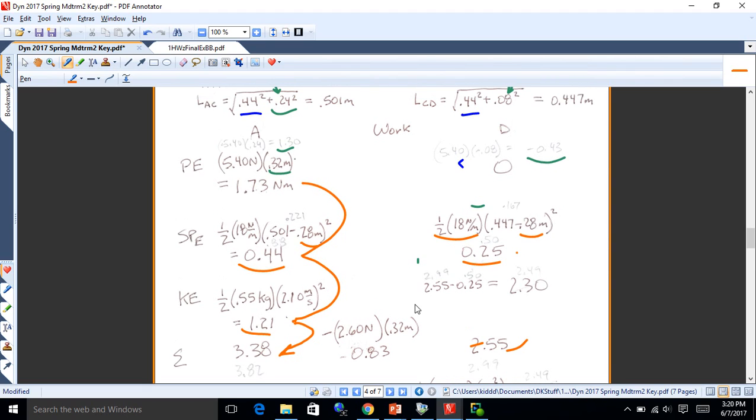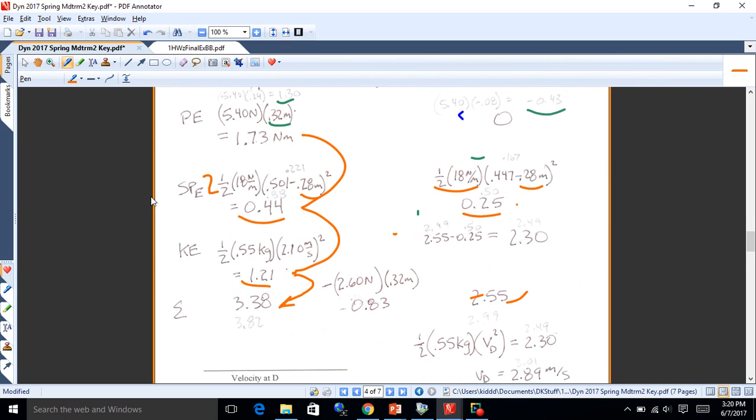No, I busted that. What do we got here? Hang on. I need a 2 out in front of that spring energy, which I didn't put in here. There we go. That's my bad. So what we end up with there is 3.82. Right there. That's what it should have been.